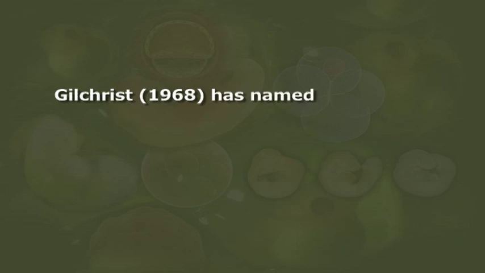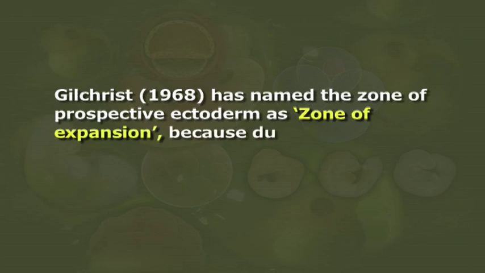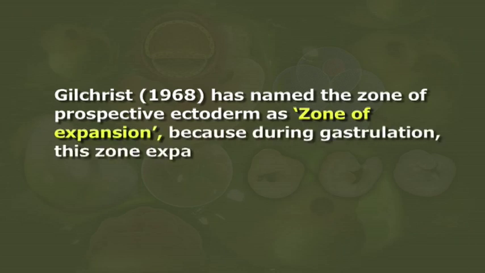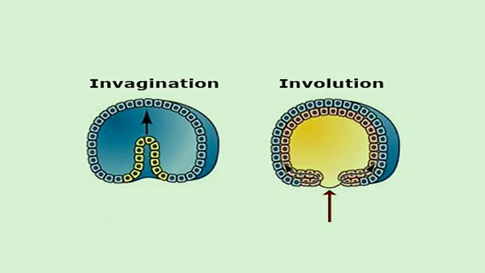Gilchrist in 1968 has named the zone of prospective ectoderm as the zone of expansion because during gastrulation this zone expands downward and then converges toward the vegetal pole. The marginal zone of grey crescent has been named as the zone of involution because during gastrulation it rolls round and beneath the lips of the blastopore. The prospective endoderm has been named as the zone of invagination because during gastrulation it sinks and glides into the blastula.